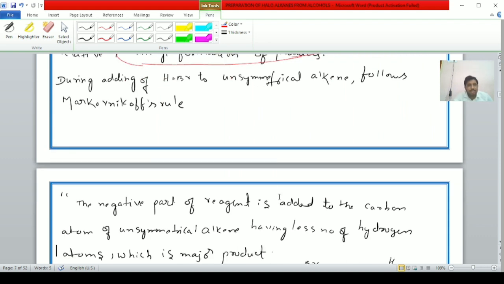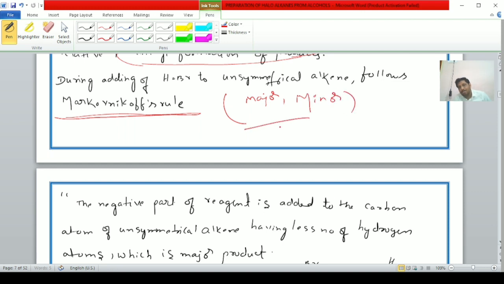Now, students, a very important rule. In first PUC also you have studied it already. During addition of hydrogen bromide to an unsymmetrical alkene, it follows Markovnikov's rule. This rule can also give information about the major and minor products. That rule is known as Markovnikov's rule.